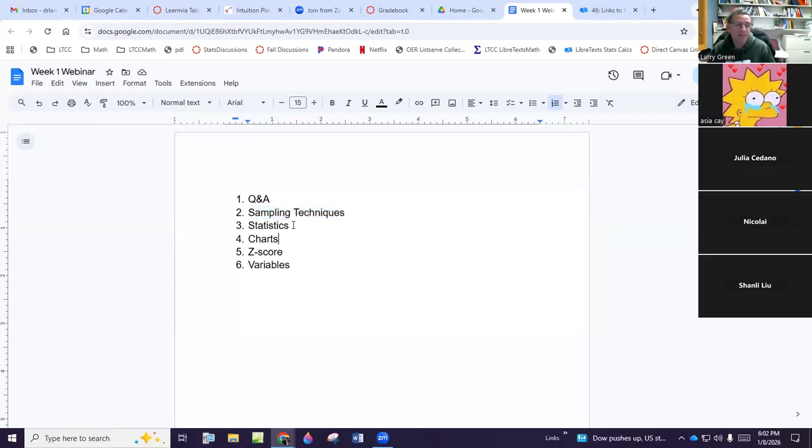Then we'll get into, I know this is the name of the class, statistics, but we'll talk about the main statistics, which are the numbers that you get from the data that are important, at least for this class and for most statistics things that we do. We'll also look at charts. You've seen in your life charts like pie charts and bar charts and other charts. I'll talk about some focus charts, not every possible chart.